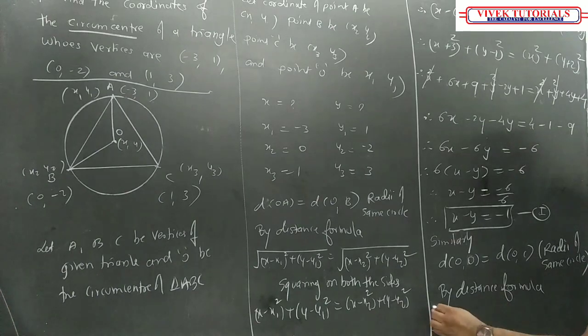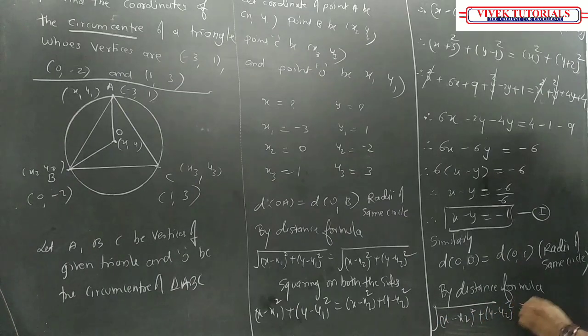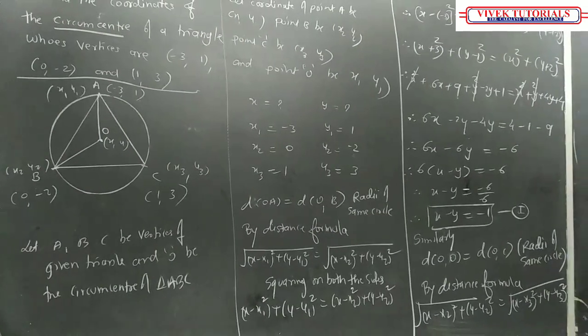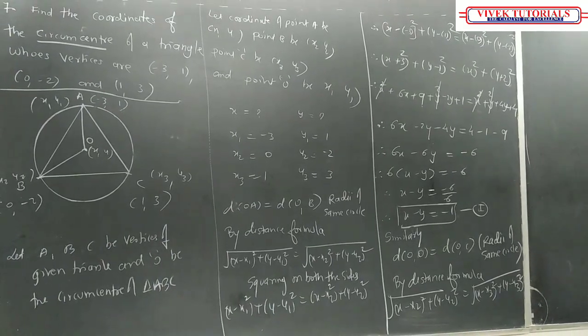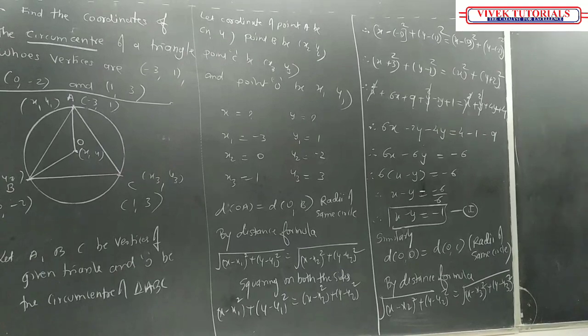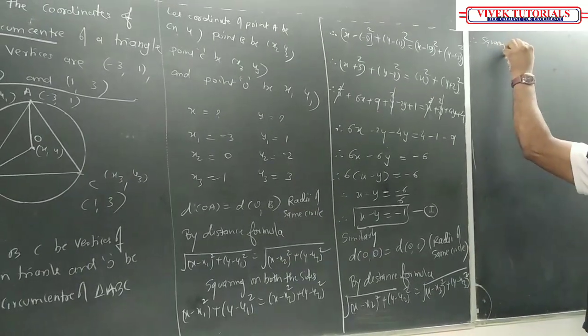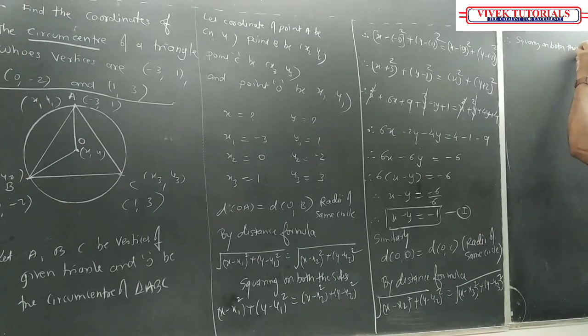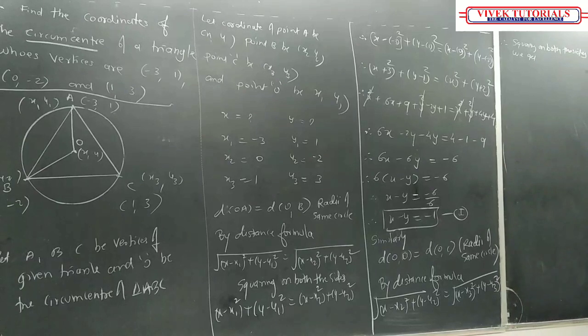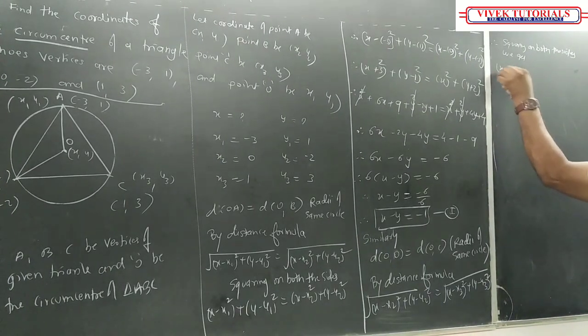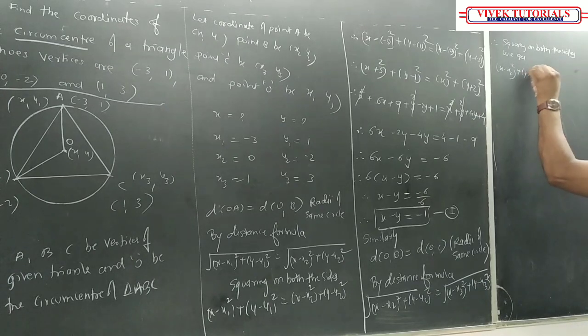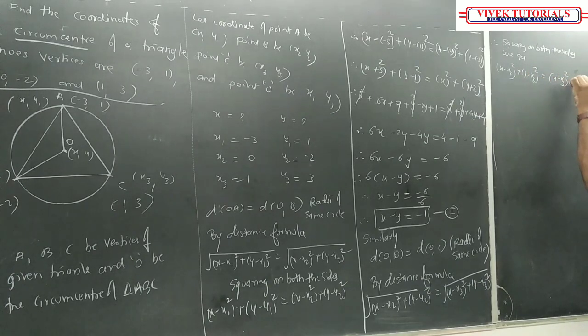Distance formula is square root of (x minus x1) the whole square plus (y minus y1) the whole square, then (x minus x3) the whole square and (y minus y3) the whole square. Therefore, if I am squaring on both the sides, we get (x minus x2) the whole square, (y minus y2) the whole square, (x minus x3) the whole square, (y minus y3) the whole square.